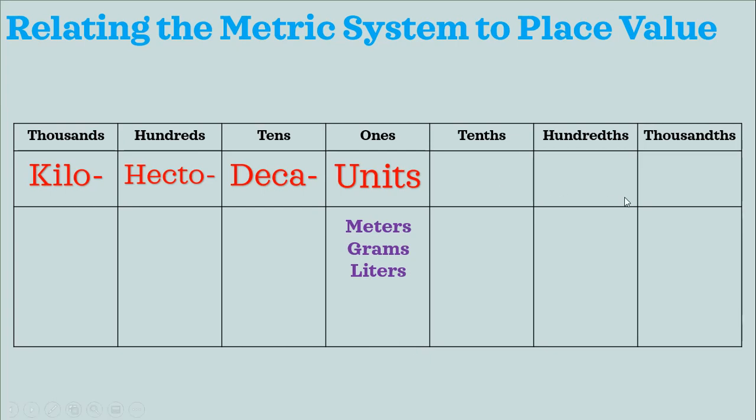The metric system that is smaller than units would be deci, centi, and milli. Once again, these are our prefixes. We put them in front of the unit that we're dealing with. So we may have millimeters, milligrams, and milliliters.